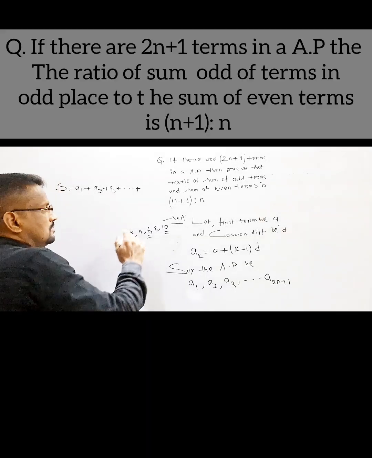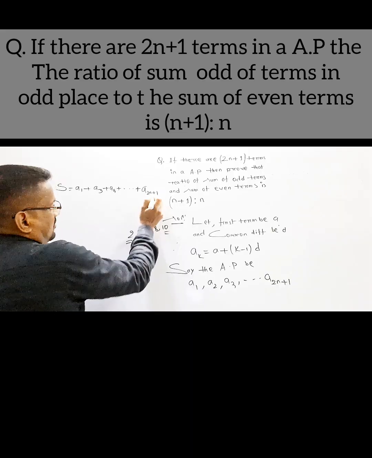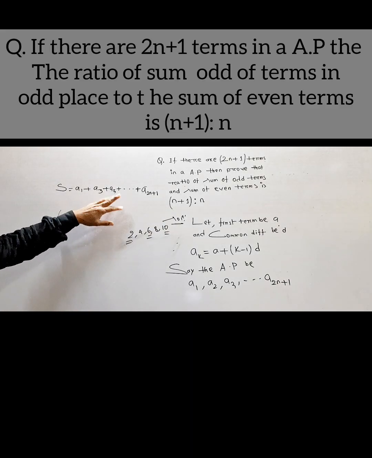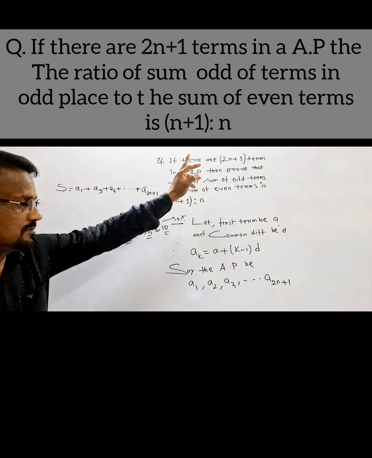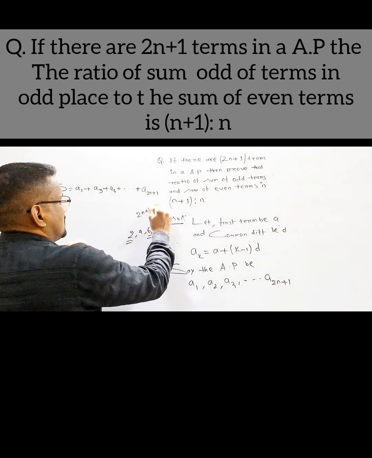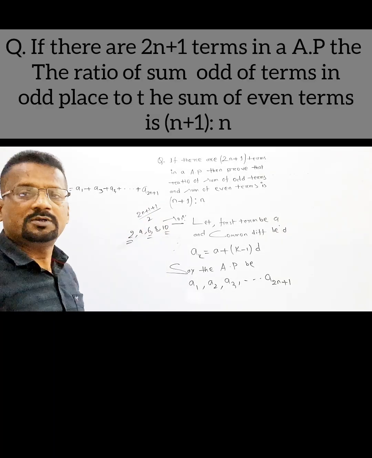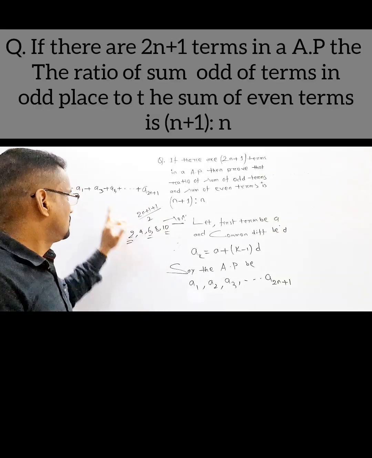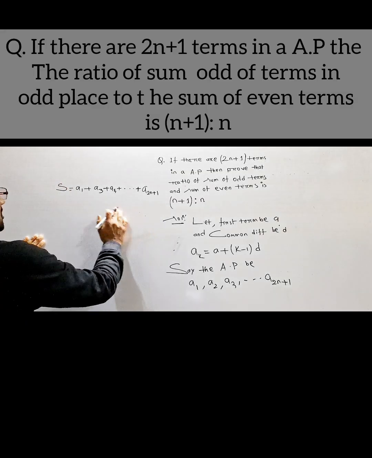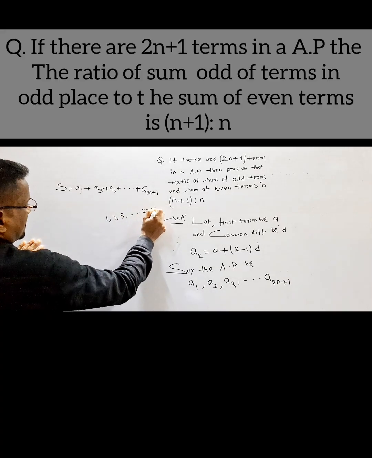So here also definitely the last term will be a_(2n+1). But the number of terms here will be (2n plus 1 plus 1) by 2, that is (2n plus 2) by 2, which is n plus 1. So total number of terms is n plus 1. You can check it by taking this also: 1, 3, 5, and so on, 2n plus 1.